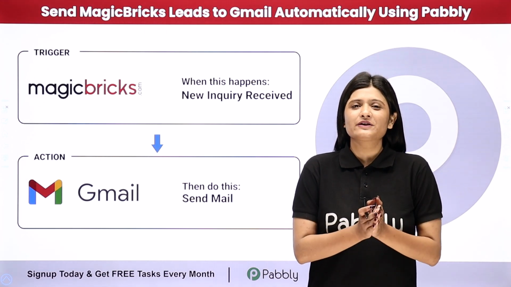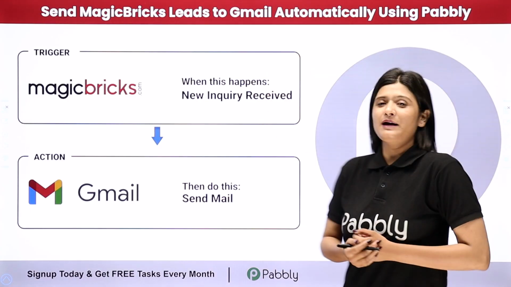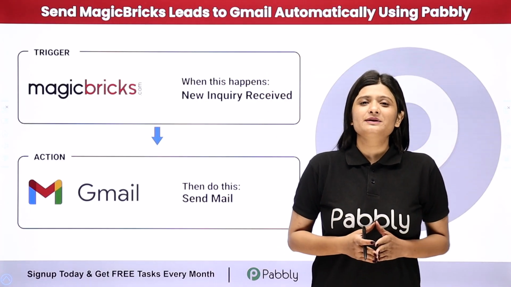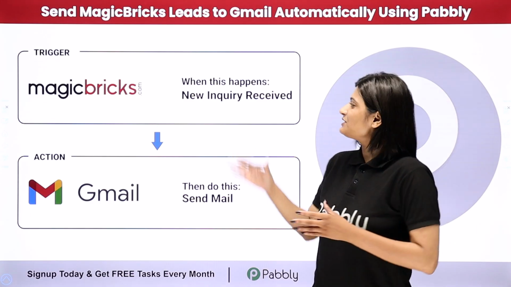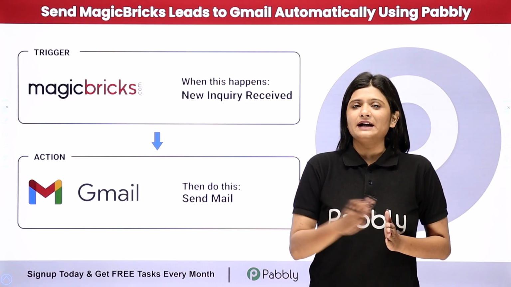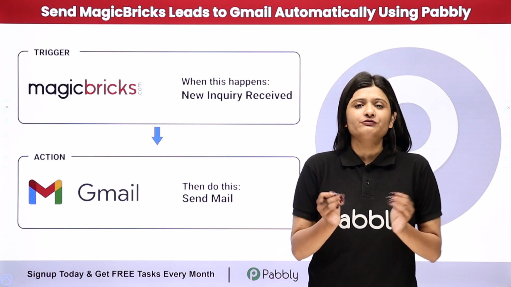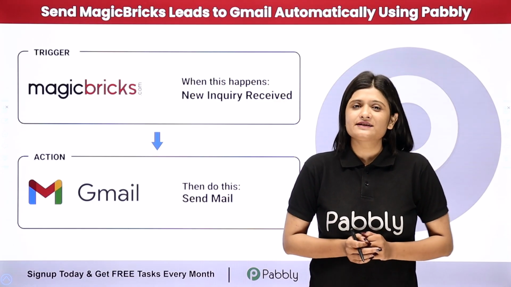In this video, we are going to learn how to send MagicBricks leads to Gmail automatically using Pabbly. So let's suppose I'm running a business and I'm collecting all my leads using MagicBricks. I want that whenever I receive a new lead, I should automatically send him a personalized mail. Doing this manually will consume a lot of my time, so I've completely automated this process.